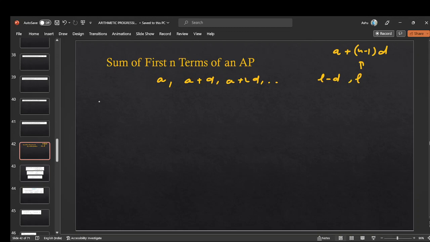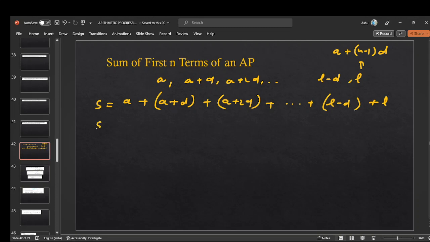So I want to add this. So we should construct it in another way, such that a is the first term, second term a plus d, third term a plus 2d, and so on, L minus d and L. Now we can write this series in another way, from the last number L, L minus d, L minus 2d, and so on up to a, before this a plus d.